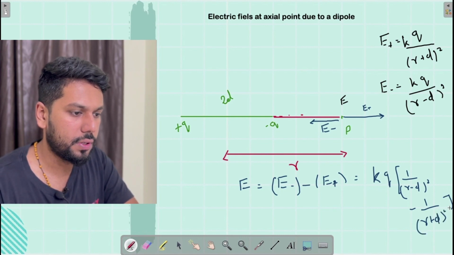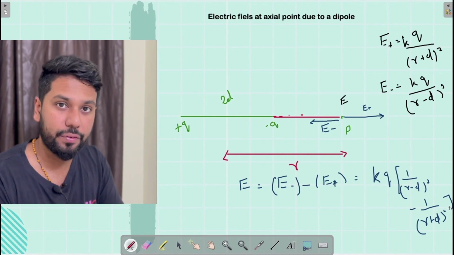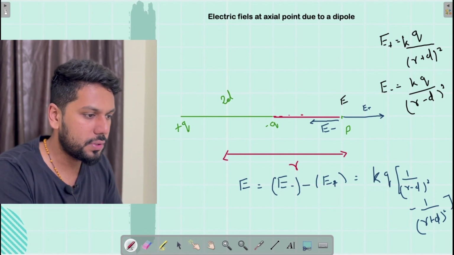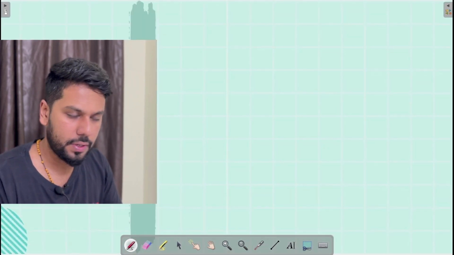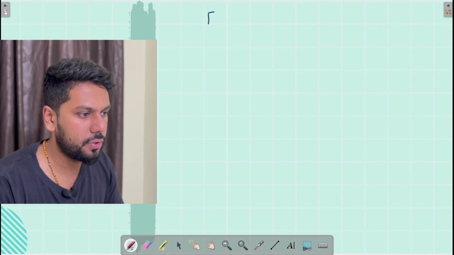Let's go to the next page, shall we? Because it's completely filled. Okay, so when I do this addition, you see the net electric field is turning out to be in this way.